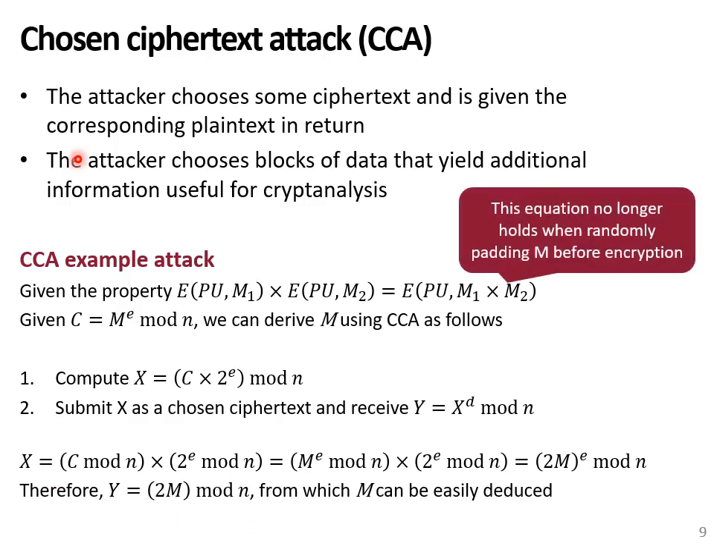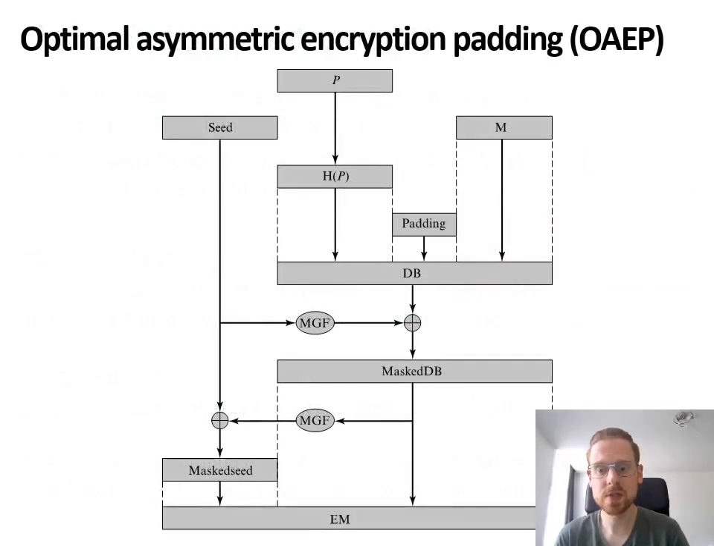However, this equation no longer holds if we add some random padding to m before encryption. And that is the way to counter this chosen ciphertext attack. To avoid this type of CCA, as well as more elaborate chosen ciphertext attacks, it is advised to pad your plain text when using RSA encryption. And the way it is advised is by using optimal asymmetric encryption padding, or OAEP. And here is how it works.